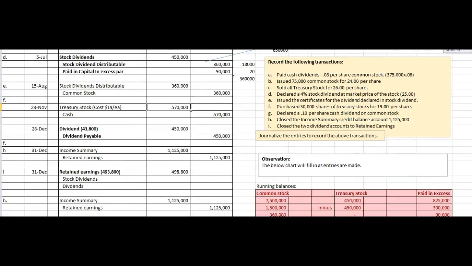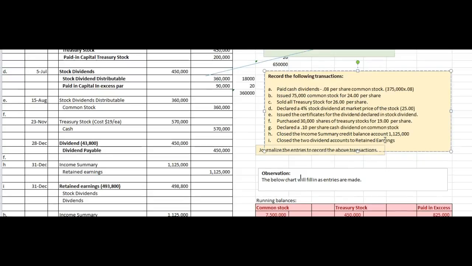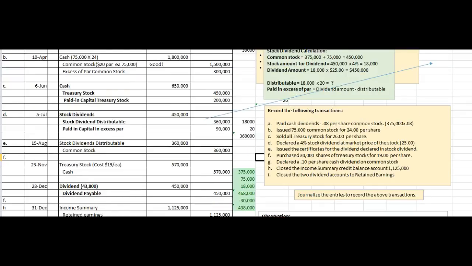That's good. Now this one I'm not quite sure what happened. So let's look at that. That's got to be 10 cent per share cash dividend on common stock. So how much do we have here? That's what we have to decide. So you have to calculate how much stock you have to get this dividend number. And that makes it kind of dicey. So let me help. We started with 375. We issued $75,000 more.